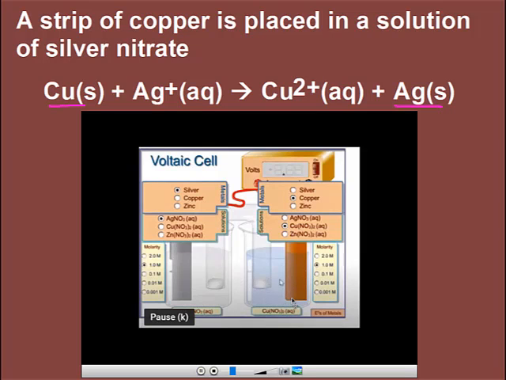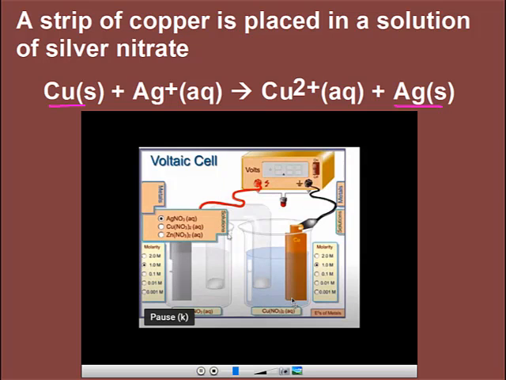Notice we have a blue solution since it's copper nitrate. And we want 1 molarity for our concentration. You can change the molarity, but that's going to change the voltage. And we just calculated that the voltage should be 0.46. So when we turn it on, let's see if we get 0.46.